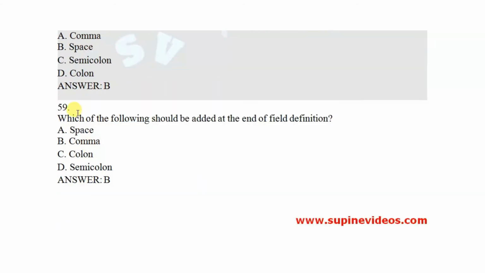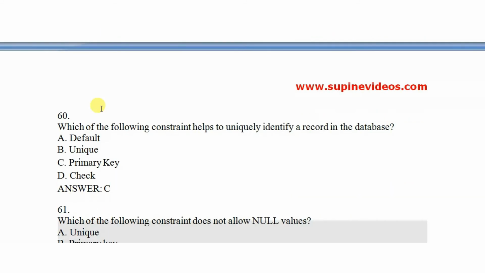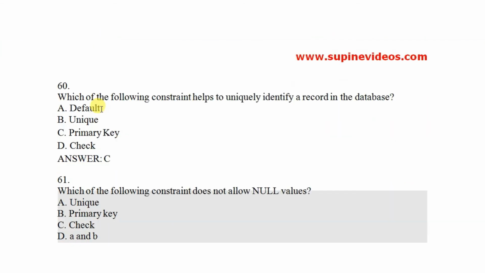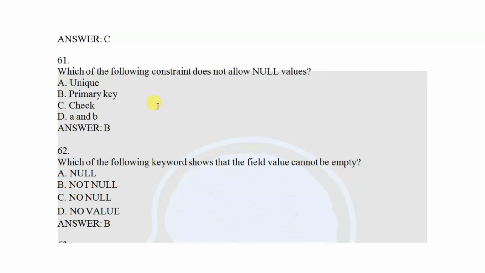Question number 59. Which of the following should be added at the end of the field definition? Your answer is option B, comma. Question number 60. Which of the following constraints helps to uniquely identify a record in the database? Your answer is option C, primary key. Question number 61. Which of the following constraints does not allow null values? Your answer is option B, primary key.